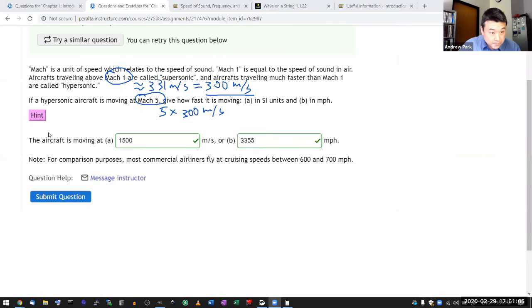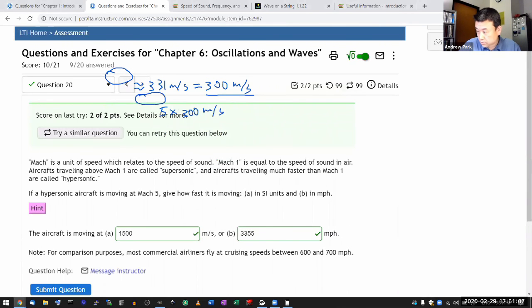Okay, I think that's all the questions. Let me actually just erase all those annotations.